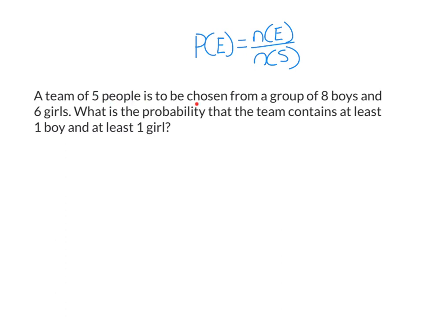A team of 5 people is to be chosen from 8 boys and 6 girls. What is the probability the team consists of at least 1 boy and at least 1 girl? So we're going to first find the probability that there are no boys on this team. In other words, if I pick 5 people from a group of 8 boys and 6 girls, what is the probability that all of the people chosen are girls?